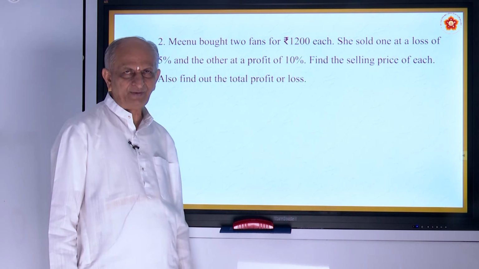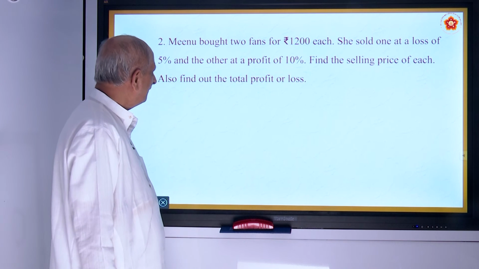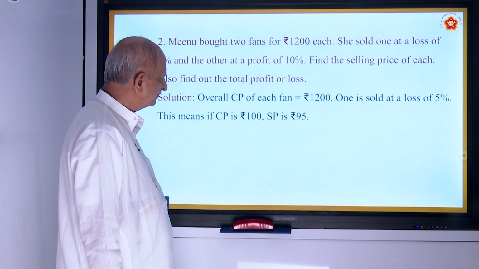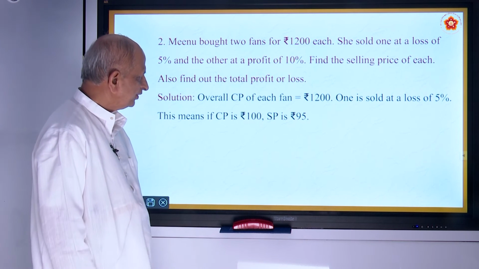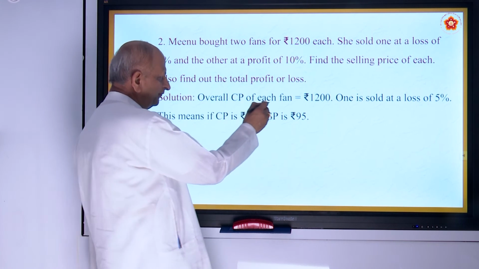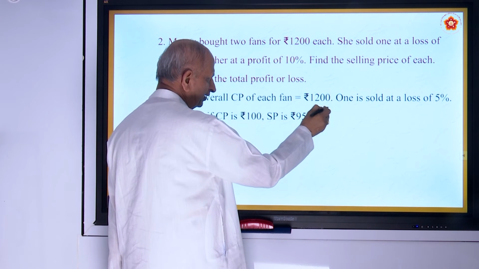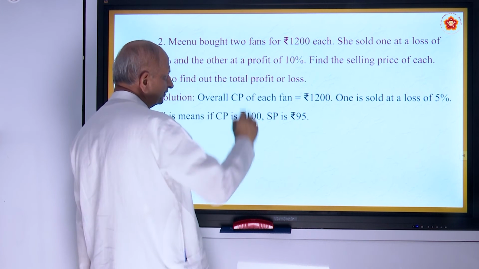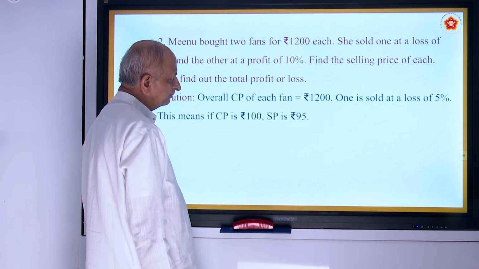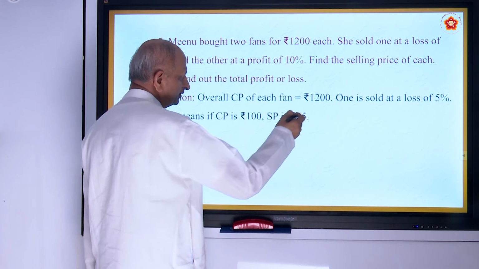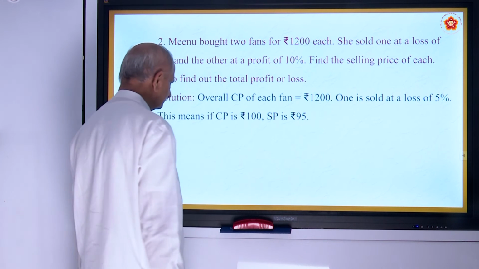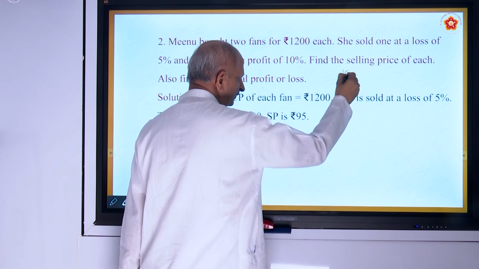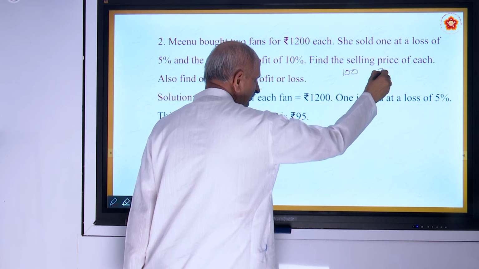Meenu, name of a girl, bought 2 fans for rupees 1200 each. So the cost price of each fan is 1200. There are 2 fans, so it becomes 2400 cost price, and it was sold at a loss of 5%. If 100 is the cost price, loss 5% means how much? 95.